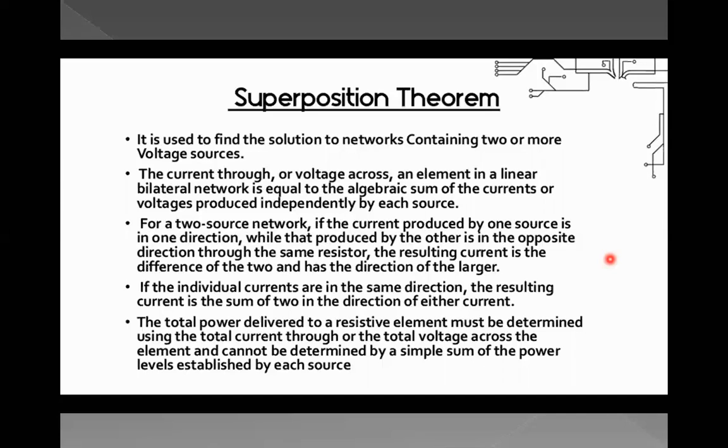This is one of the conditions when we take sources individually, where the directions of the currents are opposite through the same resistor. Then the resulting current is the difference of the two, and the direction should be taken for the larger value of the current. If the individual currents are in the same direction, the resulting current is the sum of the two in the direction of the current. So this is vice versa of the previous condition.